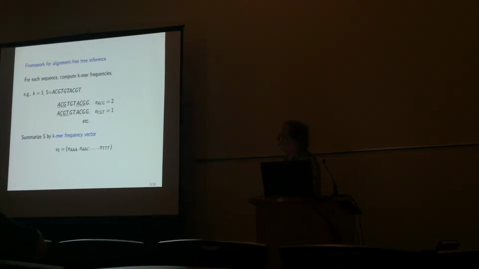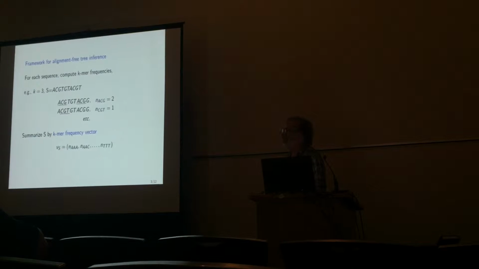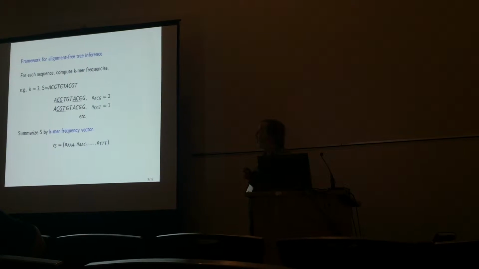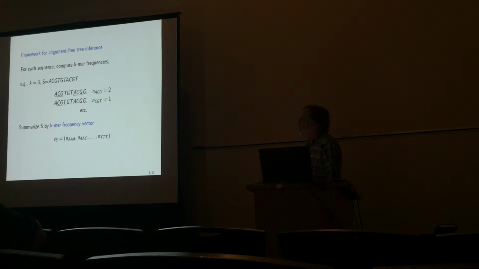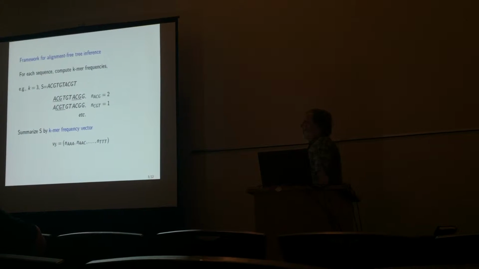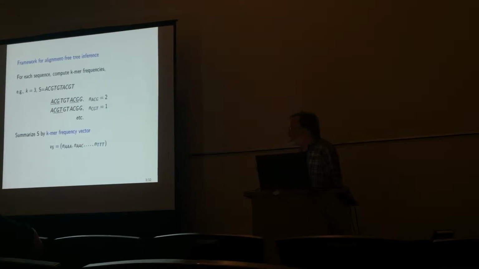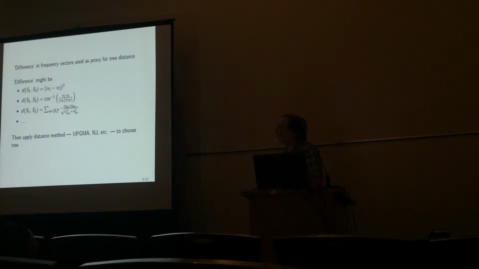So for instance, for that sequence, ACG appears twice, so it's 2. CGT only appears once, so it gets a 1. And then I summarize my sequence by just this vector here of all of these numbers, the counts of the k-mers. And then I'm going to entirely base everything on working with that vector from now on.